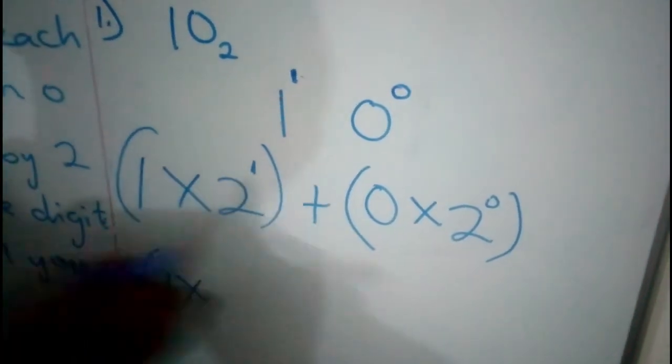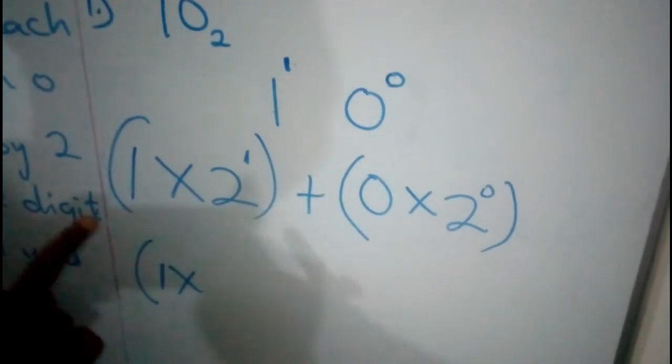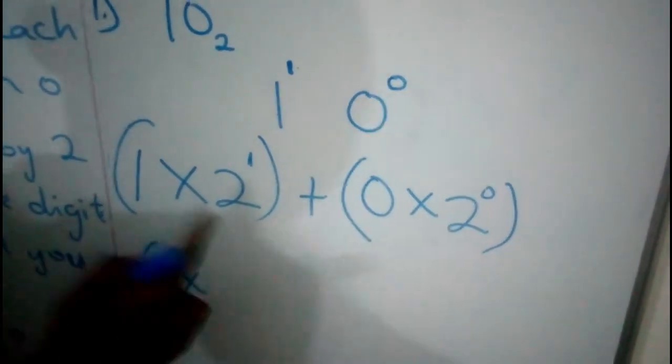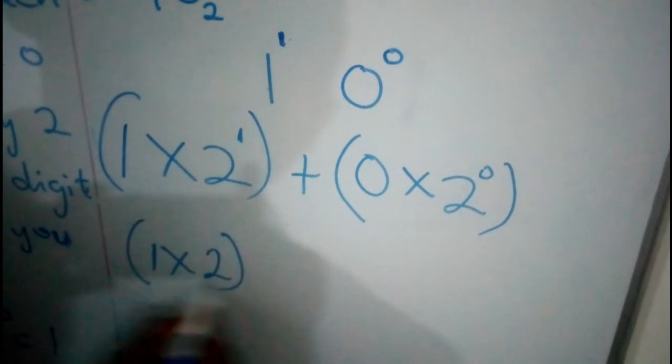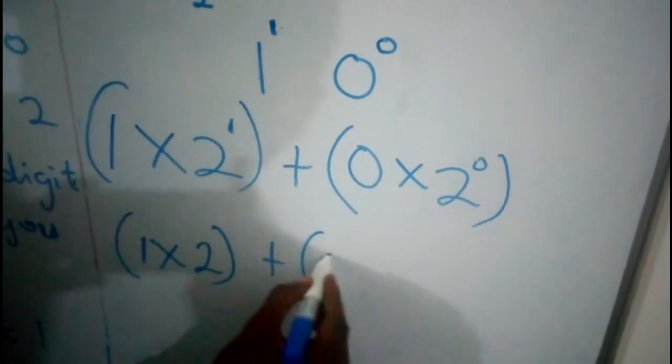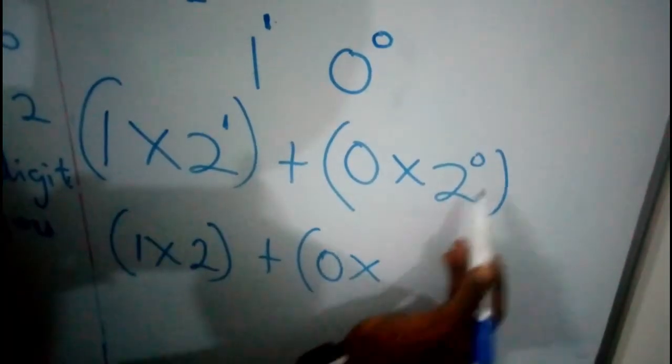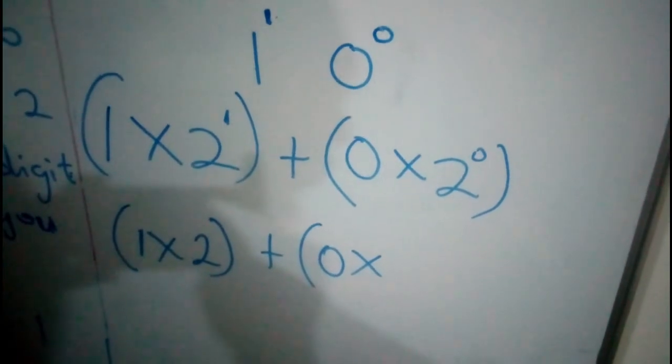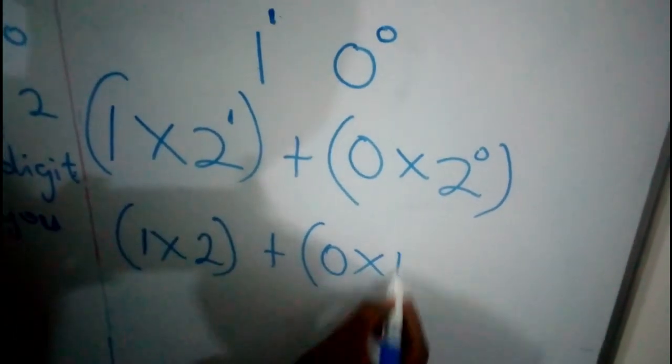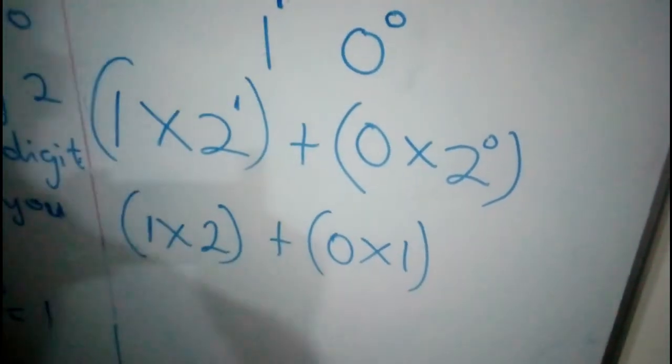What is 2 raised to the power 1? Like I told you earlier, any number raised to the power 1 gives you that number itself. So 2 raised to the power 1 is 2. You close the bracket and move on. 0 times 2 raised to the power 0. Anything raised to the power 0 gives you 1. Alright, let's move on.